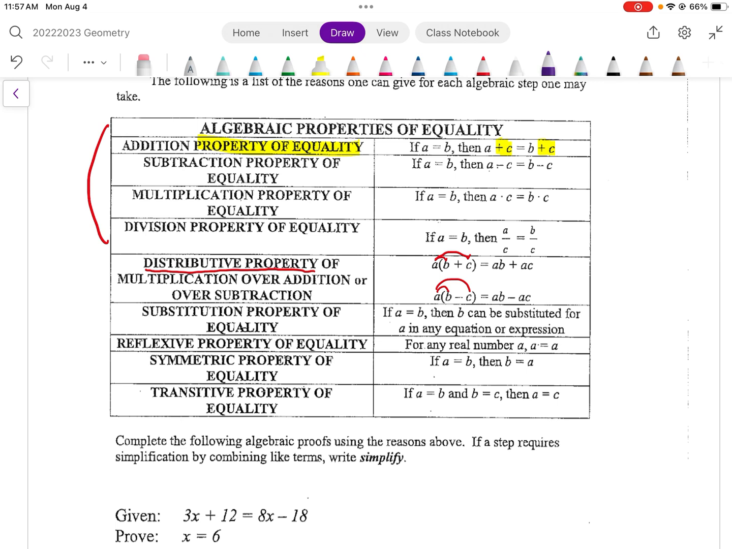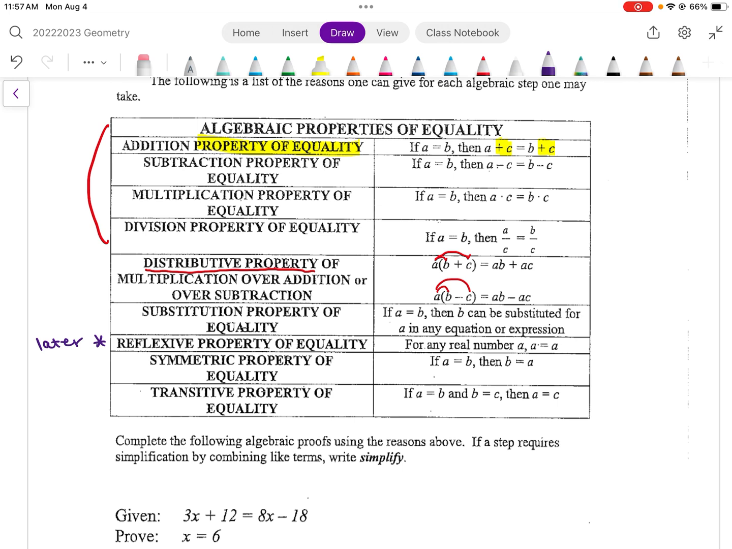Reflexive property of equality. This one, I just want you to star. We're going to use this one later. Reflexive property, we use a lot in geometry, not so much algebra. But it says for any real number, A equals A. Anything is equal to itself. X equals X, 2 equals 2, and so on. We'll use that later, not necessarily right now.